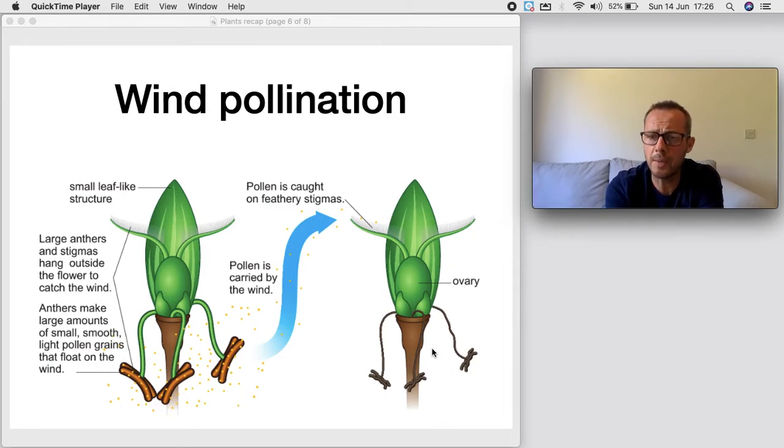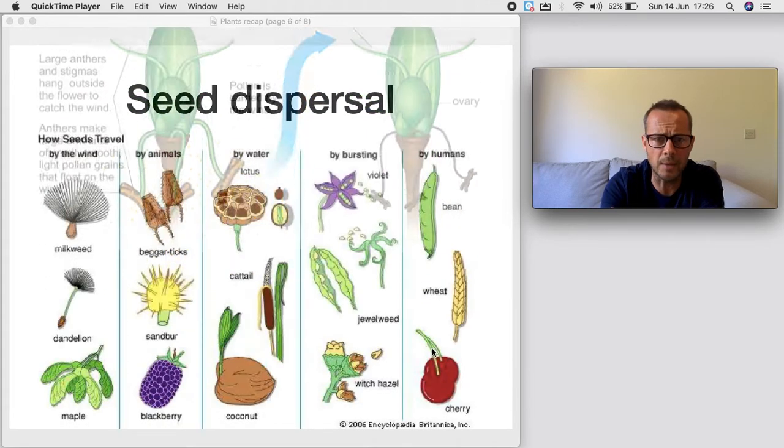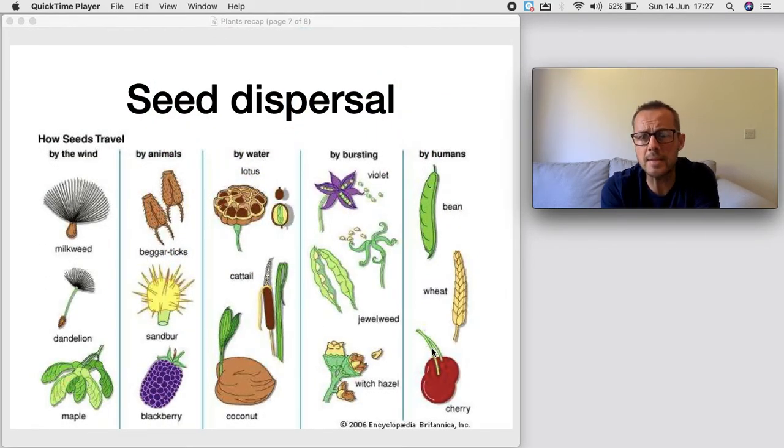So those are the two types of pollination that you will have looked at. Now, the next thing that we're looking at is different ways that seeds are dispersed. Once a plant has been pollinated, that ovule will develop and grow into a seed. Now that seed needs to be dispersed.